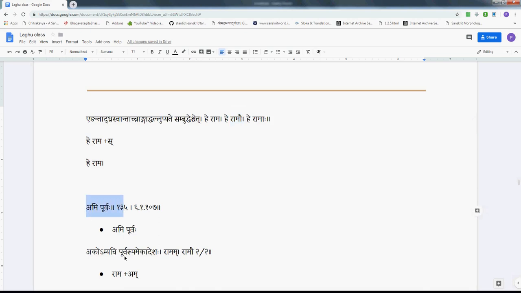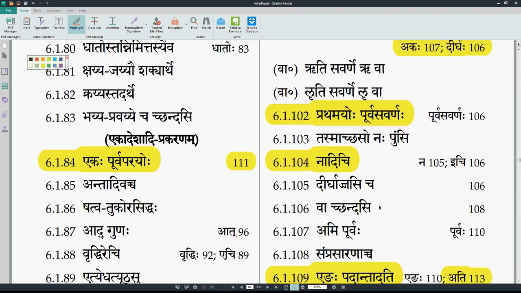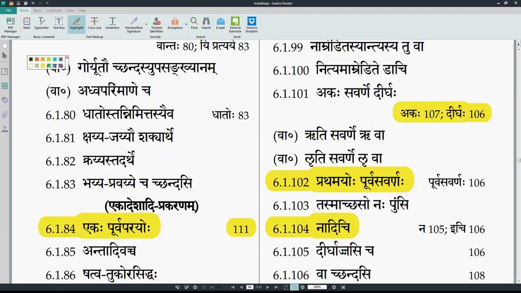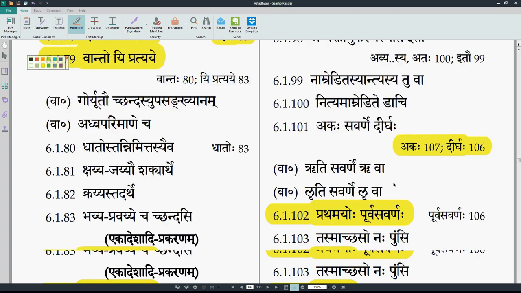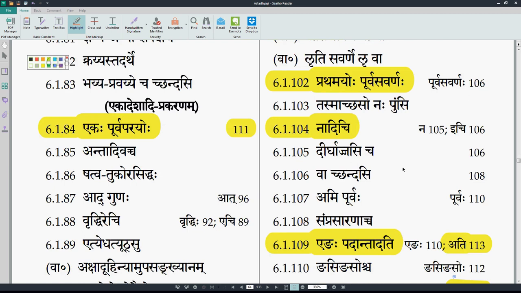So which is the sutra needed now for the Dvitiya Ekvachana, Rama plus Am? He needs the Ami Purva Sutra. So introduce Ami Purva, 6.1.107. If you go to 6.1.107, what does it say? Ami Purva. Purva Savarna is seen here, but it goes only till 106. After this there is no Purva Savarna.